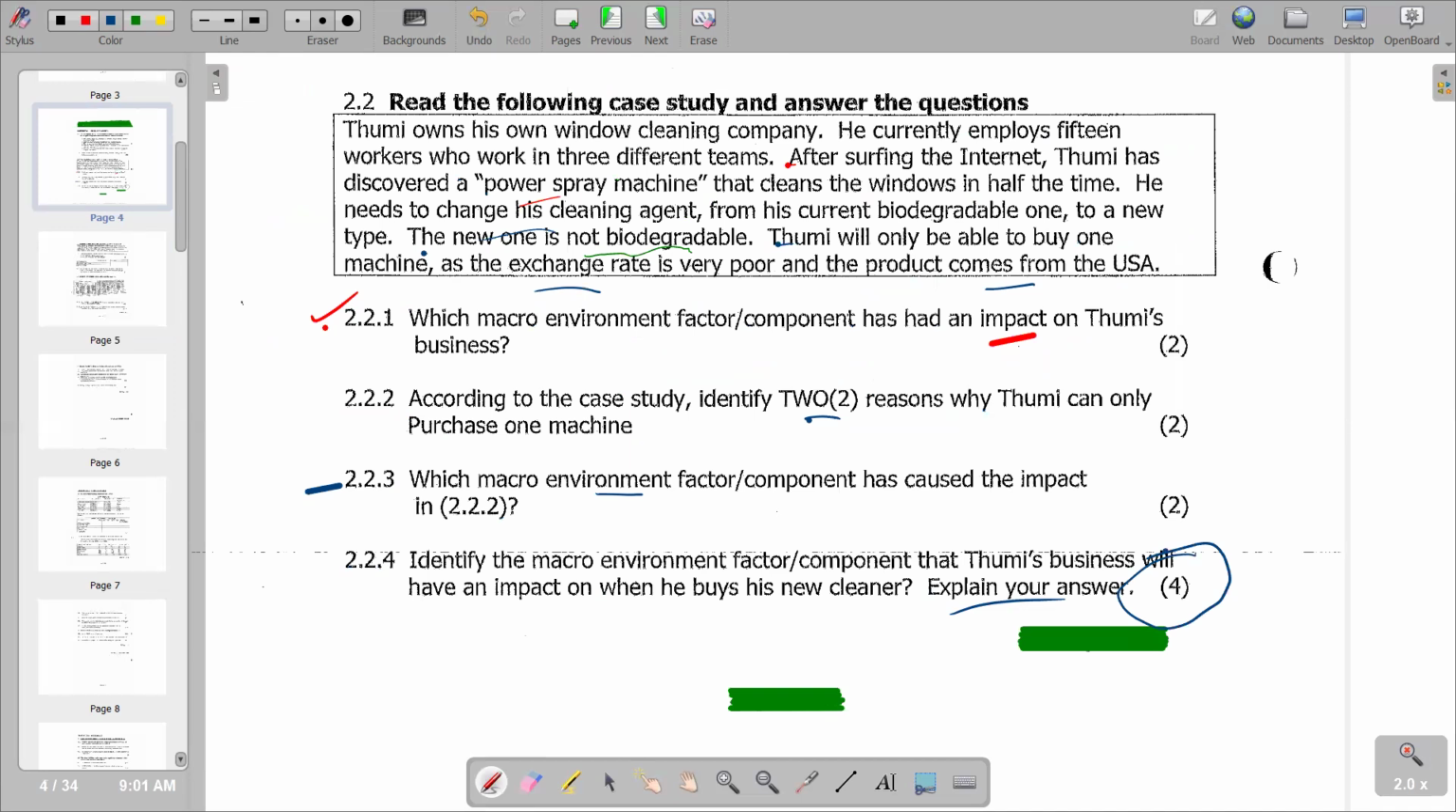And this is the end of question 2.2 that we wanted to look at within the context of this video.